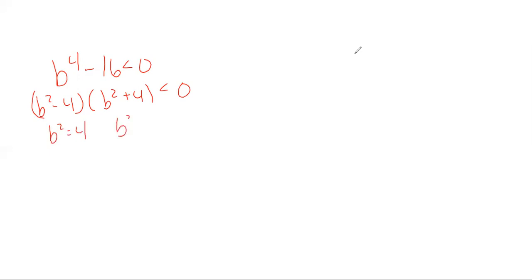Well, I'm going to factor this. Go b squared minus 4, b squared plus 4. Set both of those equal to 0. Here, b squared is equal to 4. Here, b squared is equal to negative 4. Take the square root. B is equal to positive or negative 2. Take the square root. B is equal to positive or negative 2i.